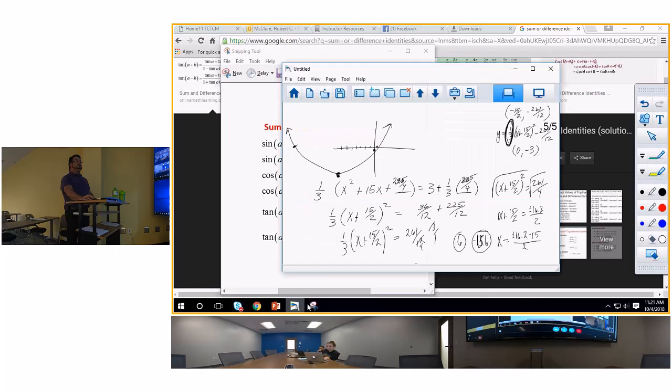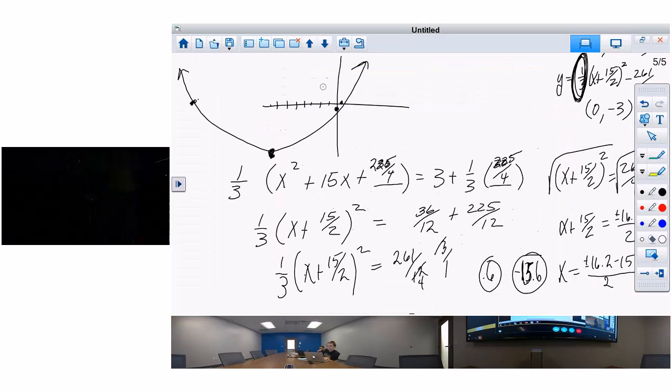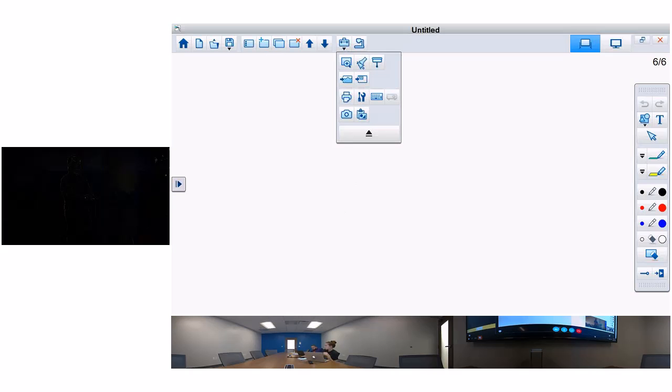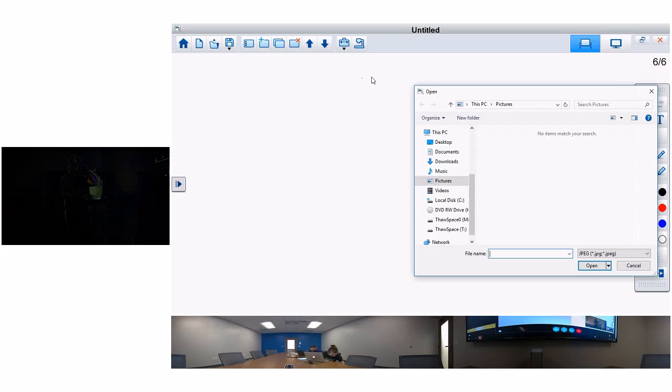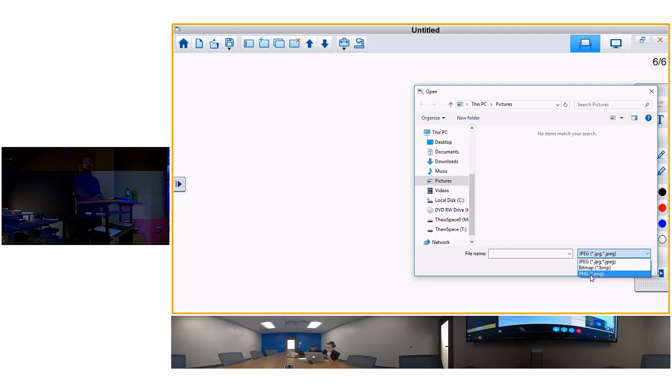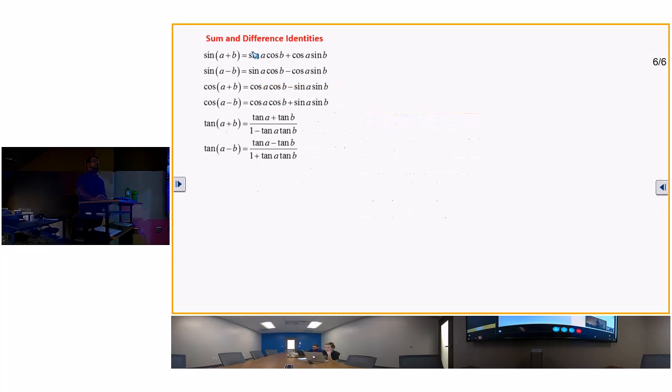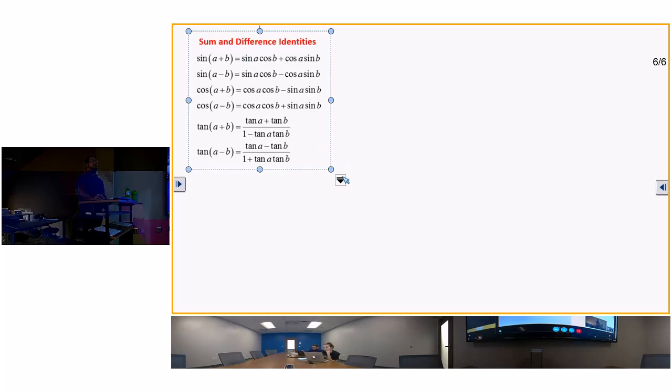Okay, so let's go to the sum and difference. So you need to write those down in case you haven't. Some of you may have already printed out your identity cheat sheet, which I doubt very seriously y'all have. But maybe 4 or 5 of y'all have. But there it is. So go ahead and write those down.